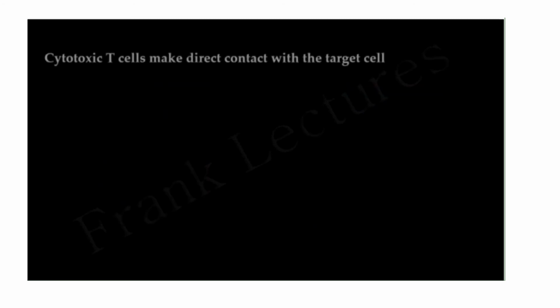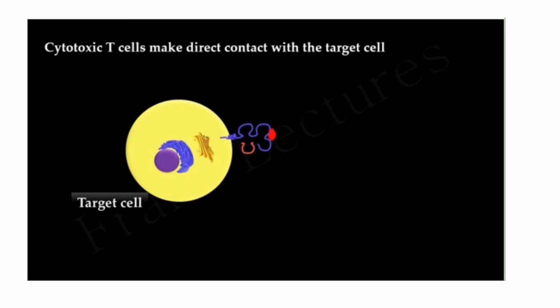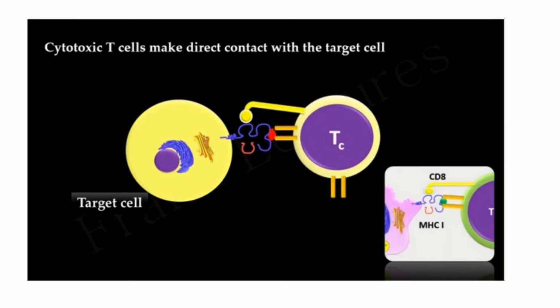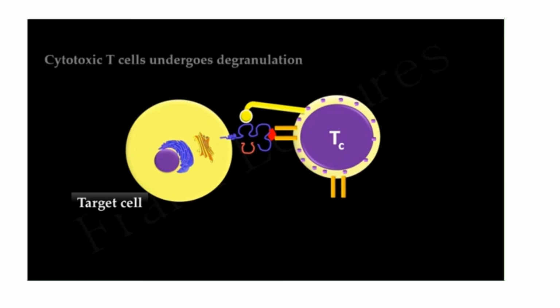To perform its killing function, cytotoxic T cells need to make a direct contact with the target cells. This direct contact is mediated by T cell receptor and coreceptor CD8. T cell receptor binds the antigen displayed by MHC1 molecule, and CD8 binds the MHC1 molecule. Once a contact has been established with the target cell, cytotoxic T cells now undergo degranulation.